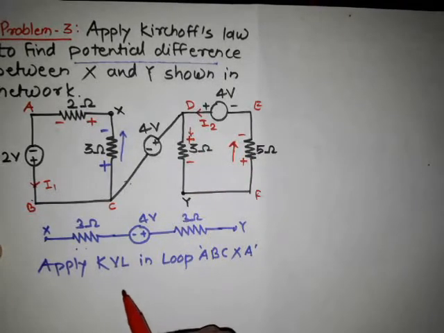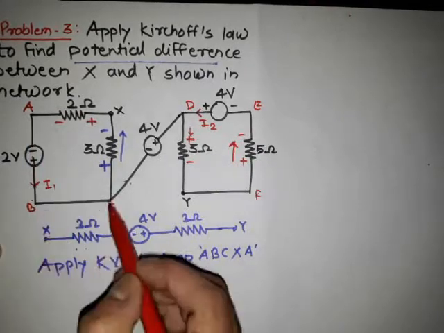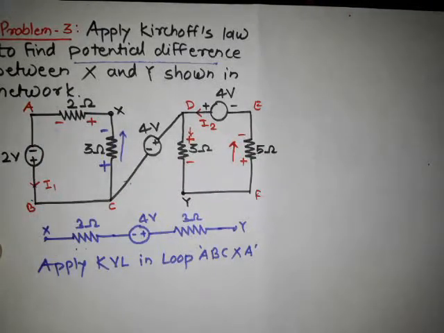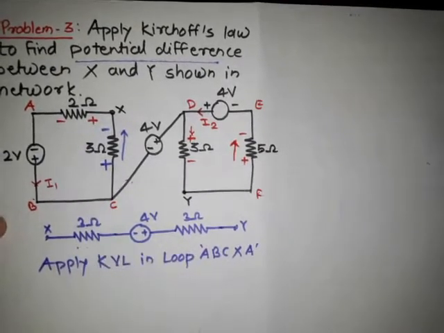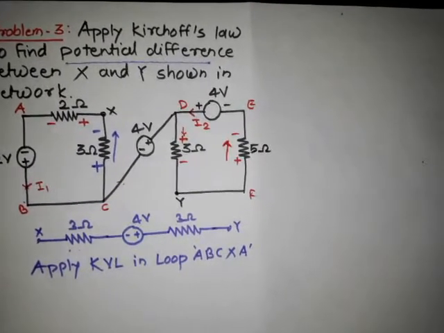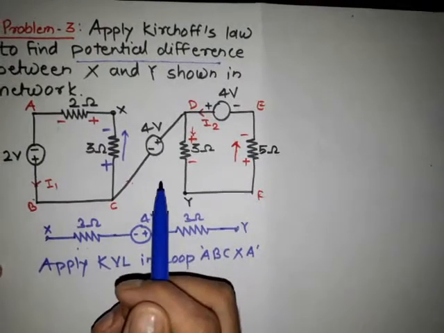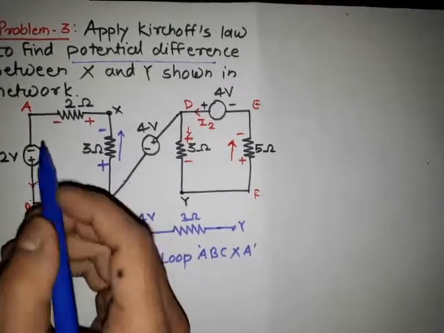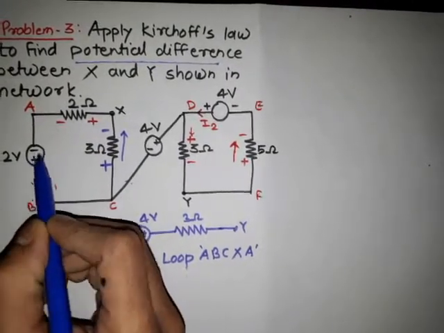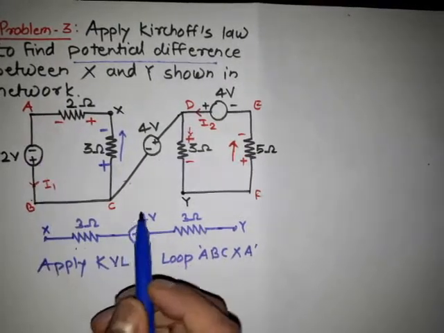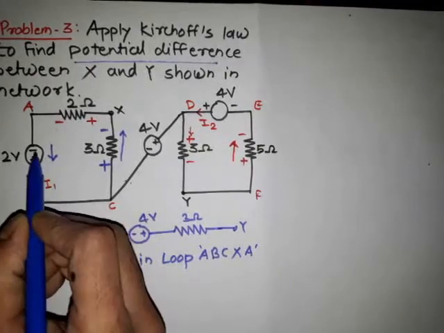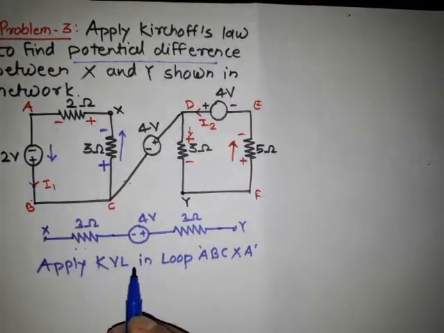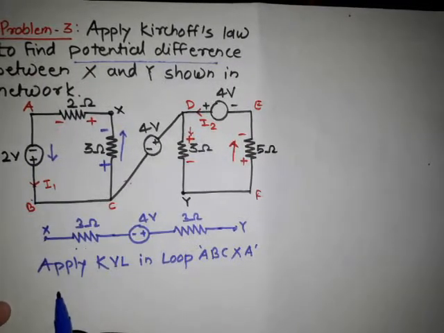Now we are applying KVL in the loop A, B, C, X, A. Then the equation will be, for the 2 volt voltage source, current is flowing like this, that means negative to positive, that means it is a rise in voltage, and we are considering it positive, so simply it is 2.